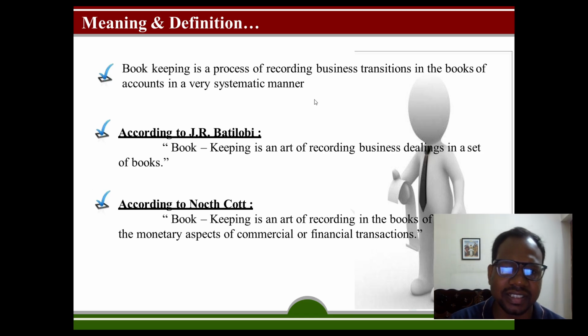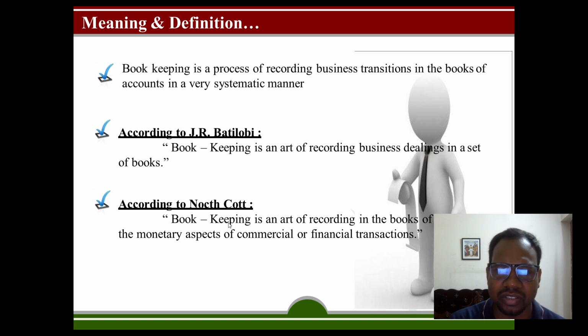Okay, so let's hear, according to J.R. Bartleby, bookkeeping is an art of recording business dealings in a set of books. It's very similar to what I have said earlier. Bookkeeping is an art of recording business dealings in a set of books.